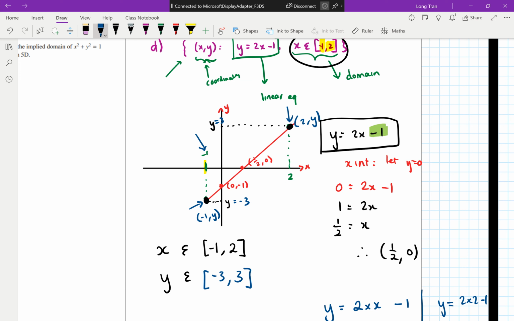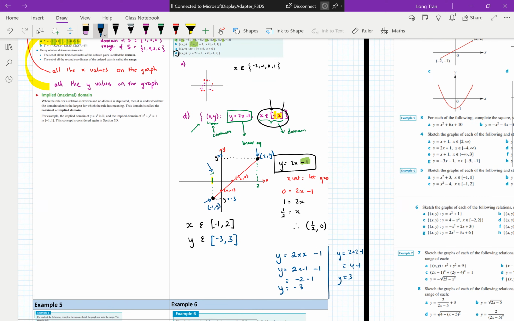Notice my notation here. Smallest number is always on the left. Largest number is always on the right. I'm using square brackets because it says I can include it. And that's what makes it tricky. If you're not paying attention to the brackets, you may get it wrong. Okay? And yes, those who are doing the formative task, you may stop now.